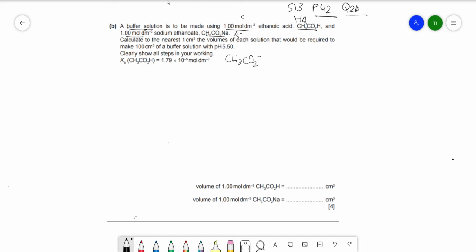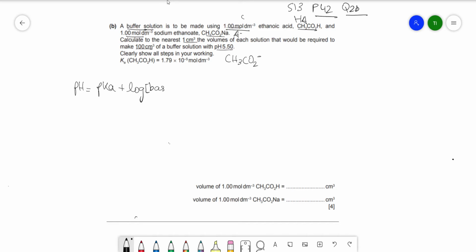So you are asked to calculate the volume of addition of the acid and the base, to the nearest 1 cm³, to make a total of 100 cm³ volume of pH 5.5. So how would you approach this question? Well, you don't have to get it instantly. Those that are familiar with buffer solutions will be familiar with this equation.